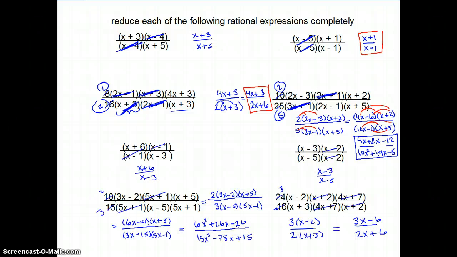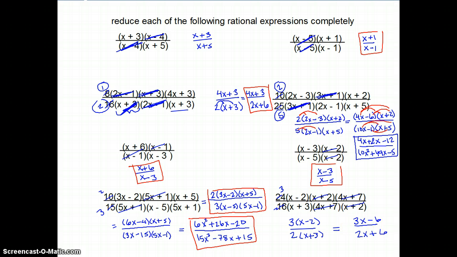For your first, you should have crossed out the x minus 1's, leaving you with x plus 6 over x minus 3. Second, cross out the x minus 2's, leaving you with x minus 3 over x minus 5. Third, down to the left, the only thing that could reduce were your coefficients and the factors of 5x plus 1. After doing so, I was left with this rational expression. I then simplified by FOILing completely, leaving me with the resulting expression. And last, I was left with 3x minus 6 over 2x plus 6.